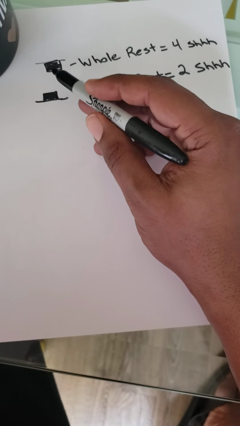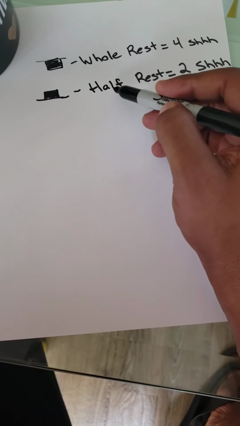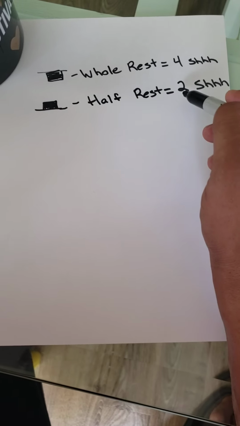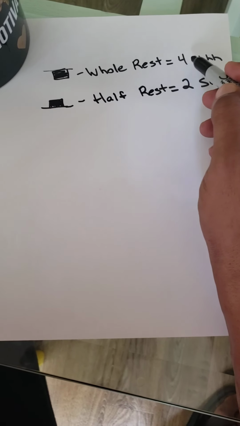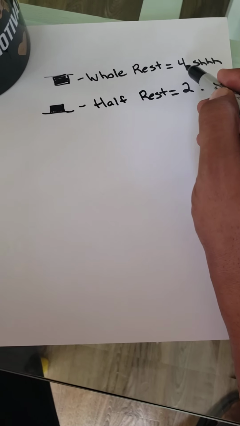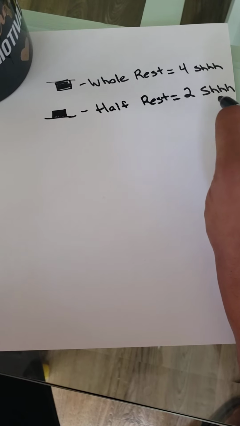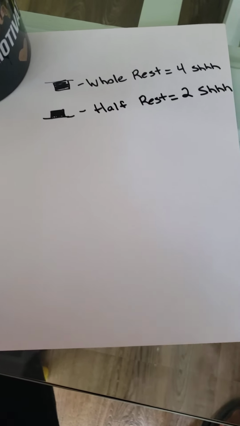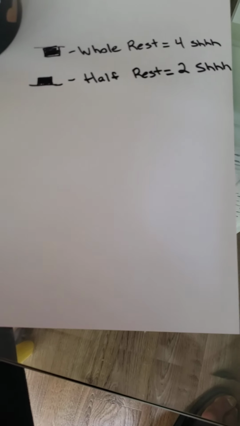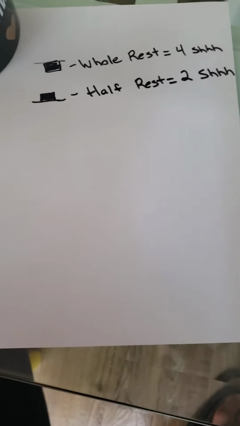Right under that, you see the half rest, and this one looks like a regular top hat, right side up, kind of the opposite of this one. The half rest right here, I have half, H-A-L-F, rest, R-E-S-T. This one is half of this one. So half of 4 is going to be 2. So instead of 4 beats of silence that the whole rest gets, it's going to be 2 beats of silence. And I just put shh beside it because it just means that you're going to be quiet for the duration of that rest.